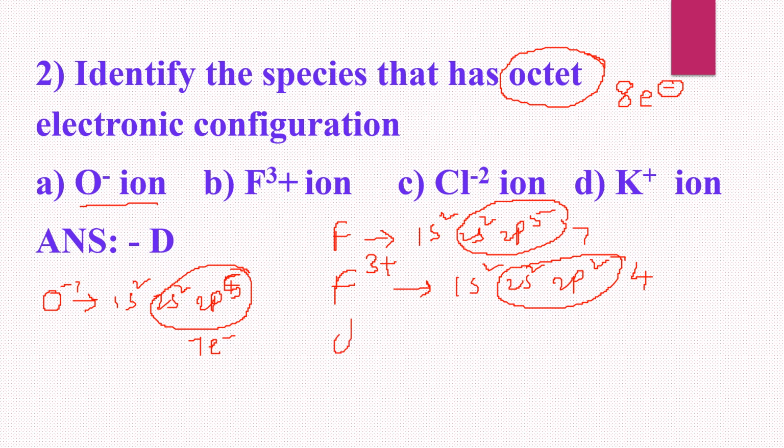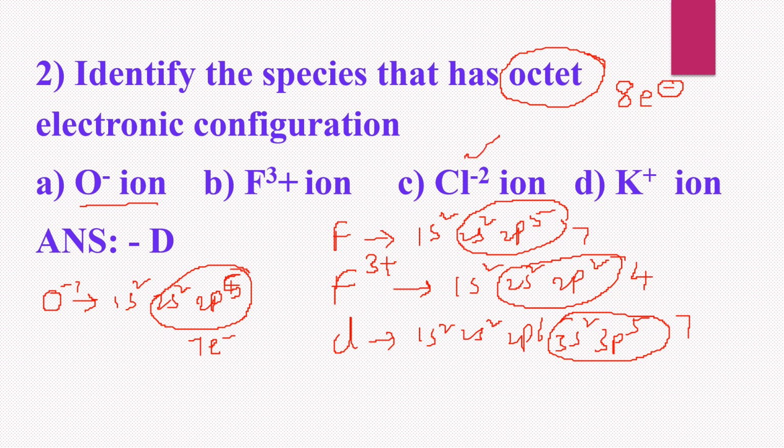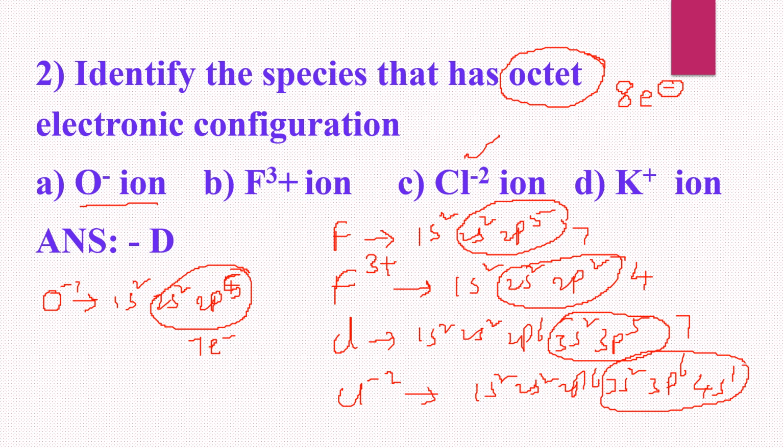Then what about chlorine? Chlorine contains 1s2, 2s2, 2p6, 3s2, 3p5. This is the electronic configuration of chlorine. The valence shell contains how many electrons? Here 7 electrons, but the ion given is Cl minus 2. Minus 2 means you have to add electrons, but it is not possible. It would be 1s2, 2s2, 2p6, 3s2, 3p6 and it enters into 4s also, but it is not possible anyway.